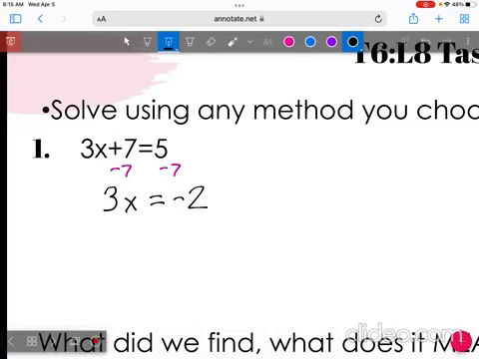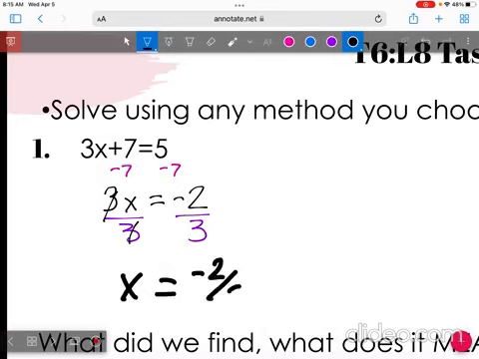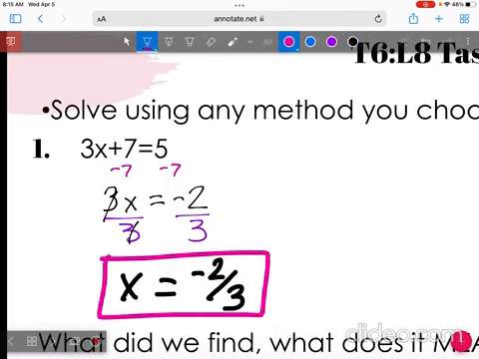All right, I don't have x by itself yet. So what do? Divide by 3. So then the 3's cancel out, and we're left with just x on one side. There we go. Oh look, I have my x equals, and it's whatever is on the right side, negative 2/3. That's my solution. So a solution has x equals.